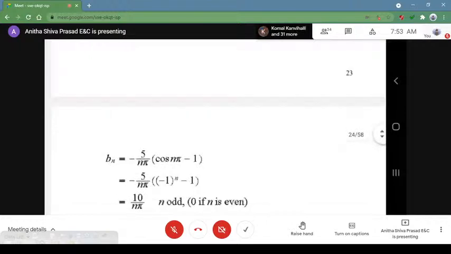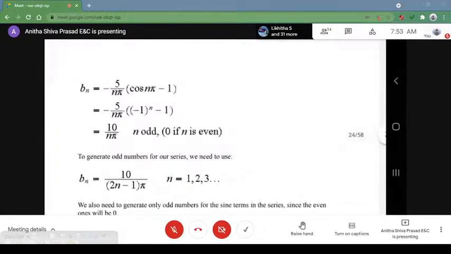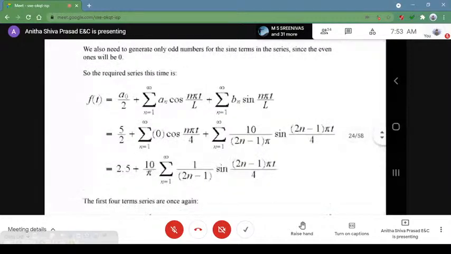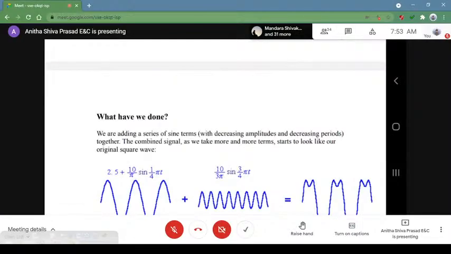If n is even, you are going to get 0. Else you are going to get the values, which you can write as 10 by (2n minus 1) pi. The series becomes odd or even. This is what are the multiples of the signal.